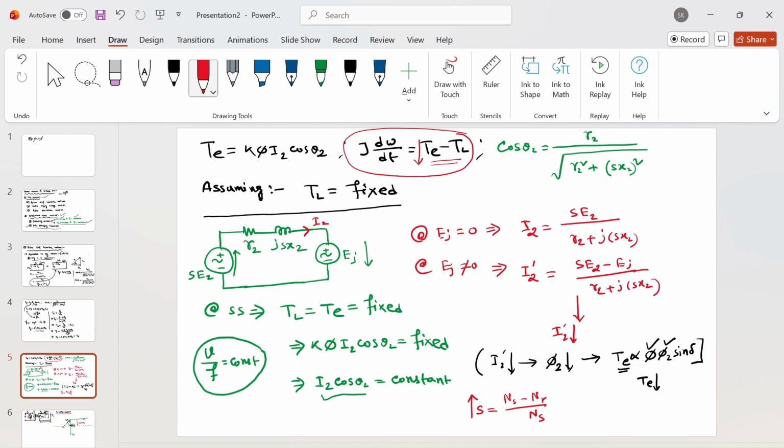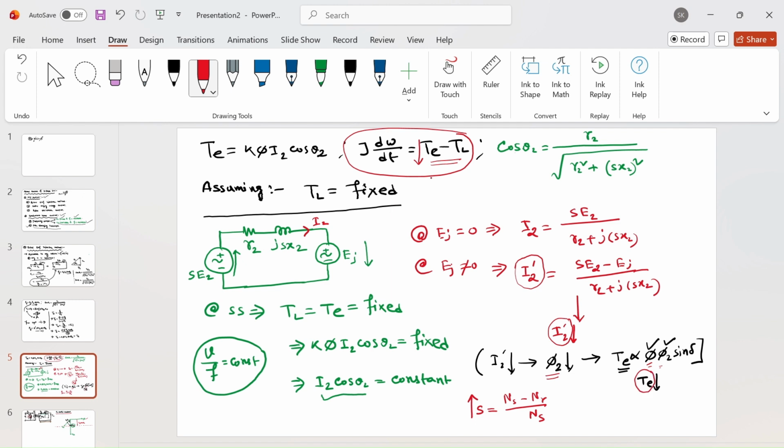Okay, let me explain one more time. The moment you inject a voltage EJ, this I2 current will simply reduce, okay? And this I2 current will change from I2 to I2 prime. As I2 prime is definitely less than I2, there will be a reduction in the rotor flux, and the electromagnetic torque is directly proportional to phi and phi 2. Phi is the stator flux and phi 2 is the rotor flux, and the angle between these two. So as phi 2 is decreasing, the electromagnetic torque production will also decrease.